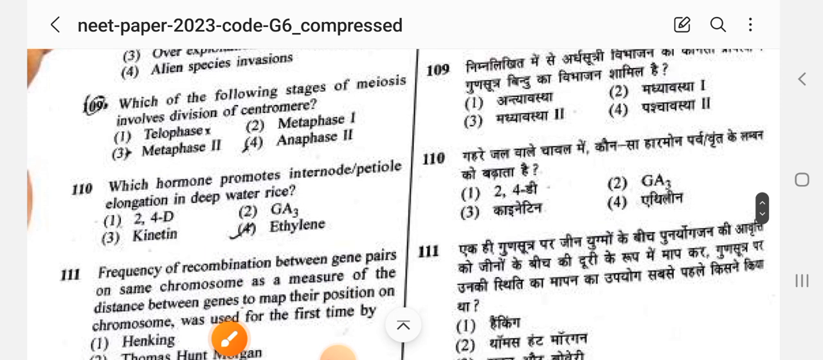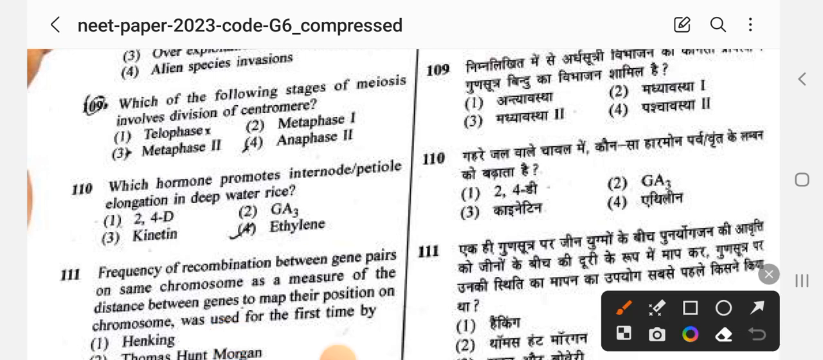So which of the following stages of meiosis involves division of centromere? So centromere का division जो होगा meiosis के केस में पूछ रहा है, so that is, I think, metaphase 2.